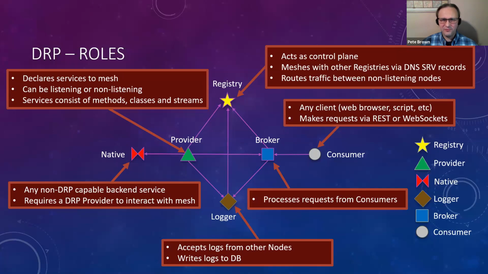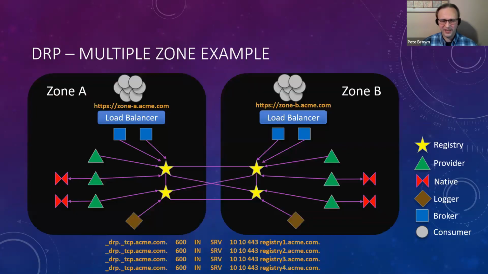Now, obviously, we would not want to have just single instances of all of our items in the mesh, and so this is what our production looks like. And obviously, we're going to have multiple zones, multiple data centers. We're going to have multiple copies of each service in each zone, and the DIRT protocol, when it gets a request for a service, is going to route it to the closest instance within a zone and the most preferred instance of a service within a zone.